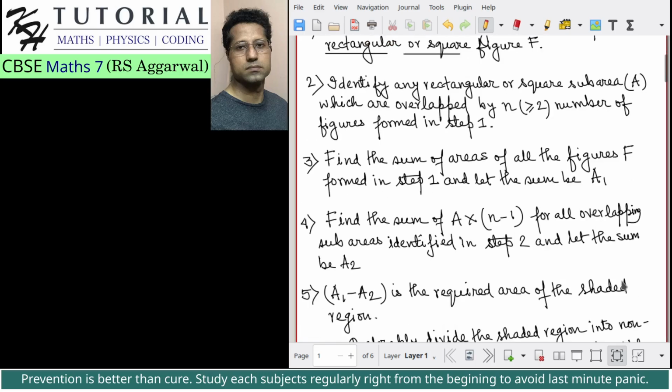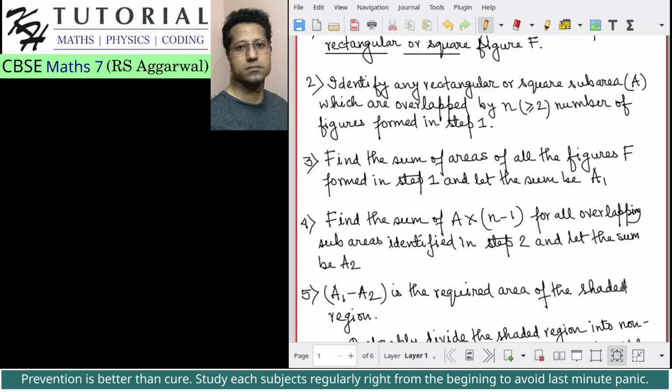In step 4, we will find the sum of all A multiplied by (n minus 1). But now what is A? A is the area of a sub area that is identified in step 2. And for that area, if n is the number of figures to which the area is common, then we will find the product A multiplied by (n minus 1).